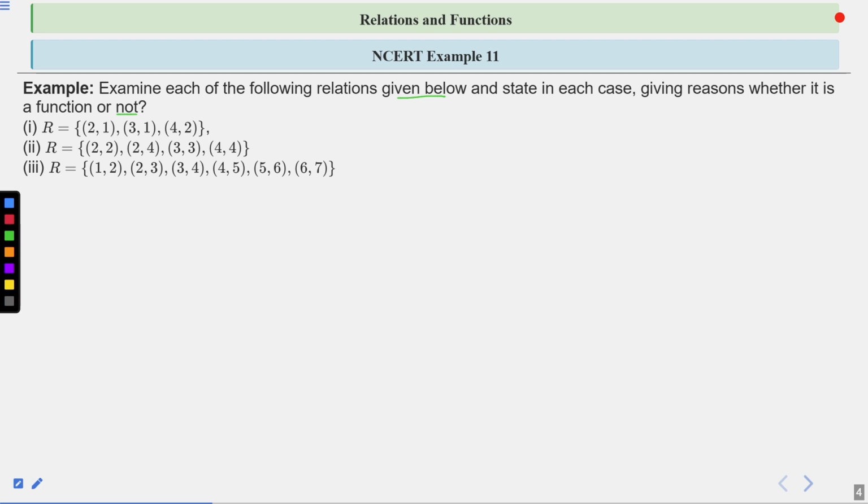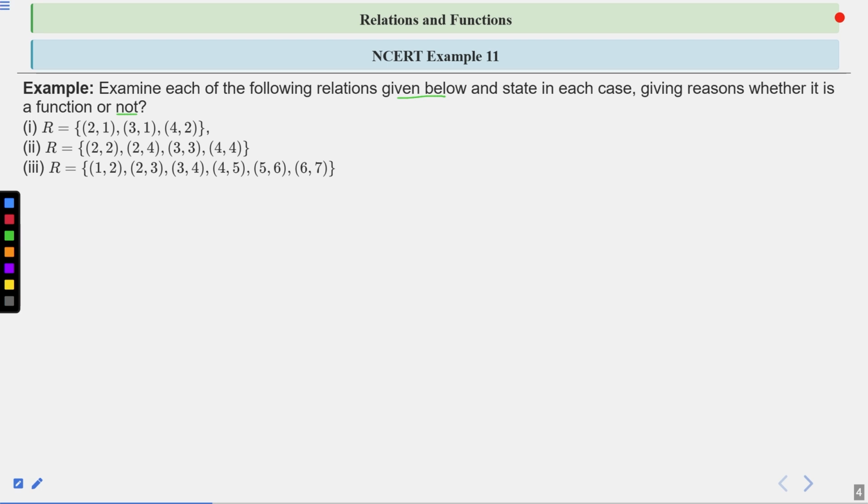In the first, you are given three ordered pairs: (2, 1), (3, 1), (4, 2). In the second, you are given four ordered pairs: (2, 2), (2, 4), (3, 3), (4, 4). And in the third, you are given six ordered pairs: (1, 2), (2, 3), (3, 4), (4, 5), (5, 6) and (6, 7).